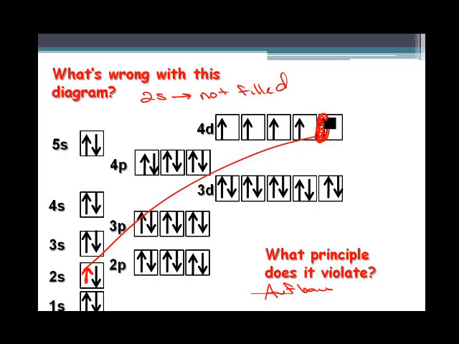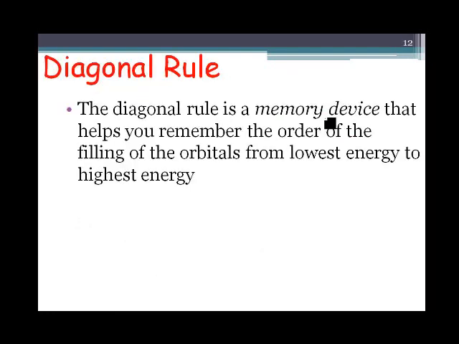Once we become comfortable with filling in these orbital diagrams, we can create electron configurations without taking the time to construct complete orbital diagrams. One way to do this is with the help of the diagonal rule. The diagonal rule is a memory device that helps us remember the order of filling the orbitals from lowest energy to highest energy. It helps us follow the Aufbau principle.